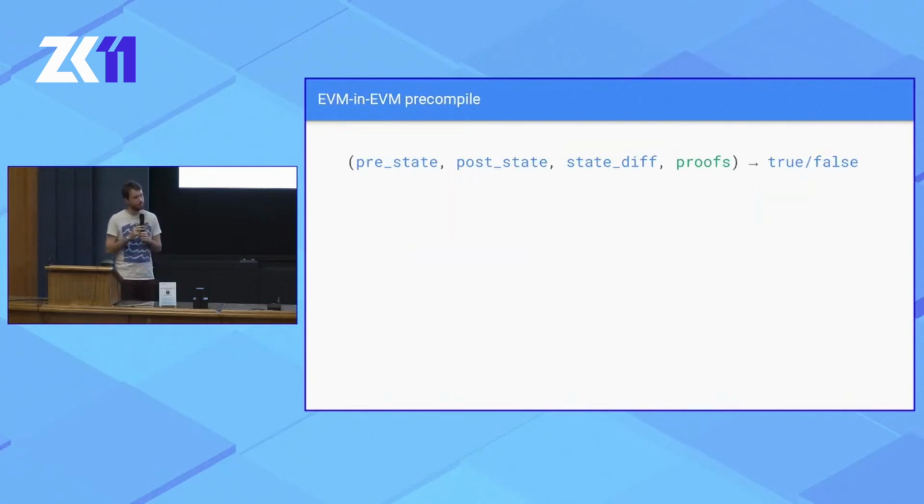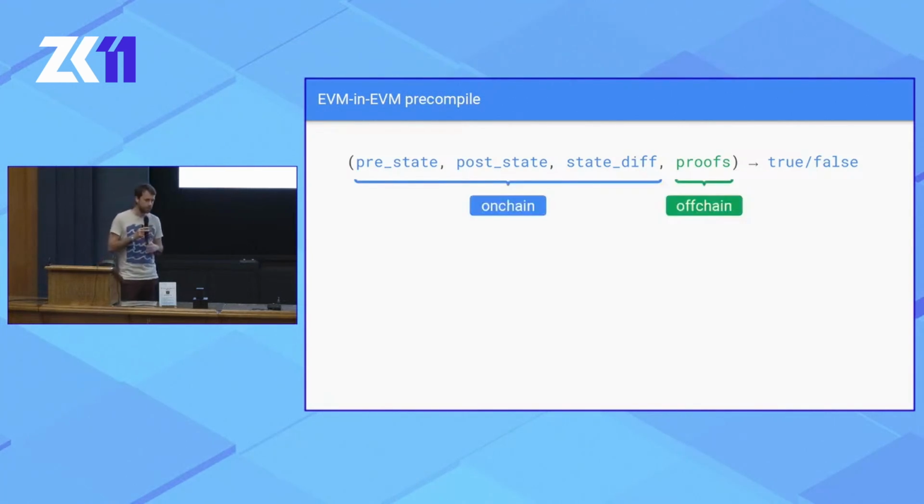And then the final big unlock is this idea of having an EVM precompile to do EVM verification within the EVM. So it's kind of this introspection, a very powerful precompile. And the way it works is that it takes a few inputs: a pre-state root, a post-state root, a state diff, and some proofs. And basically, it will return true or false depending on whether the proofs do indeed prove that the state transition is valid for the corresponding state diff.